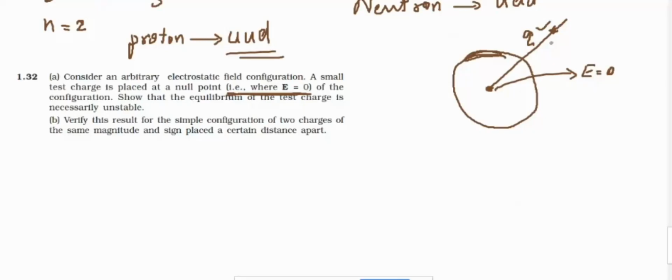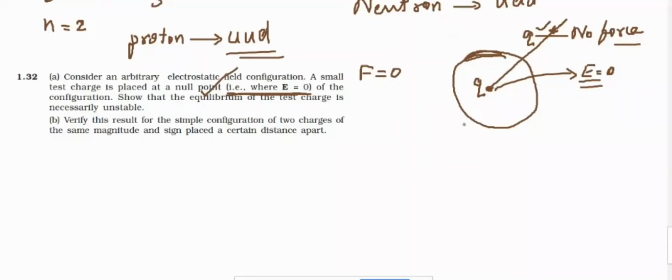Now, but we know there is no electric field. No electric field means no force. No force on test charge. Now just assume that the test charge is placed at the so-called null point. When you place the test charge at the null point, F is equal to 0, no force. So we can say the test charge is at equilibrium. At the null point, the test charge is at equilibrium.